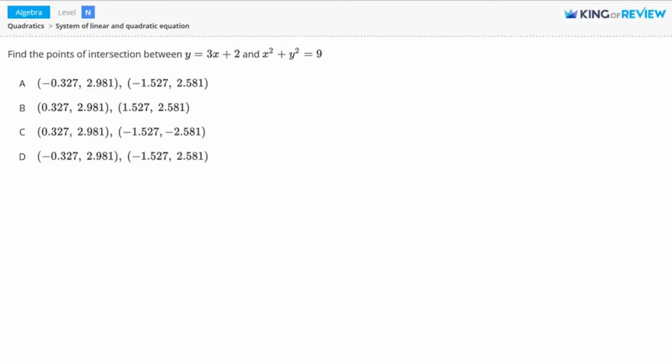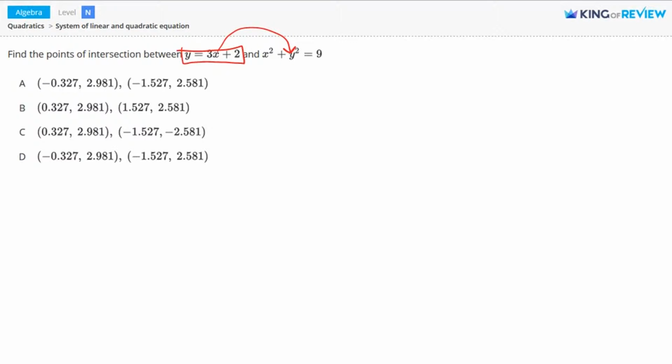Find the points of intersection between y equals 3x plus 2 and x squared plus y squared equals 9. One method for solving this problem is to use substitution. We have y equals 3x plus 2 for the first equation. What we're going to do is substitute the 3x plus 2 into the second equation for y right here.